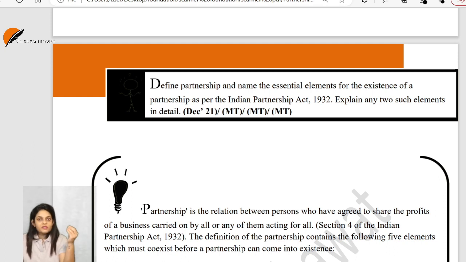Minimum is 2, maximum is 50. If the number is more than 50, it becomes an illegal association.